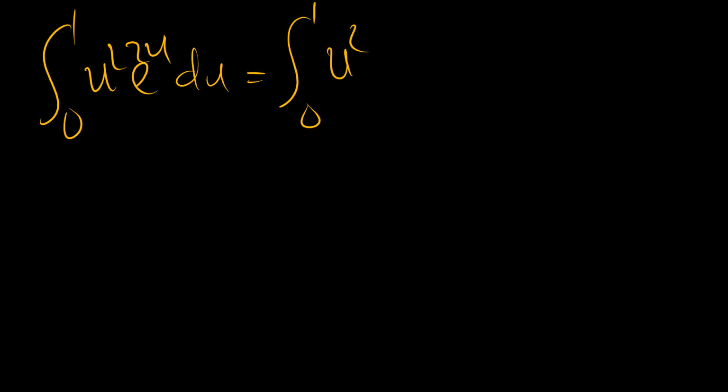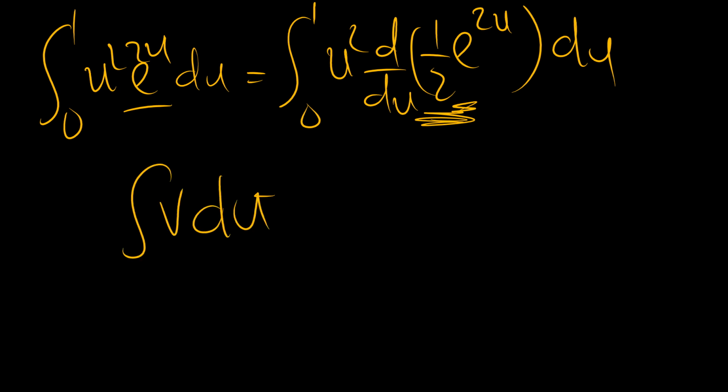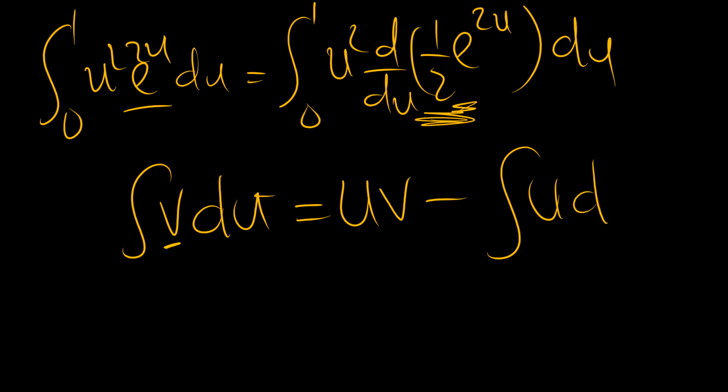So the integral from 0 to 1 of u squared e to the power 2u is the same as the integral from 0 to 1 of u squared times the derivative of a half e to the power 2u, since the derivative of a half e to the power 2u is e to the power 2u. So using integration by parts, if you have the product of function v and derivative of u, integrate that, you get the product of u and v minus the integral of u dv.